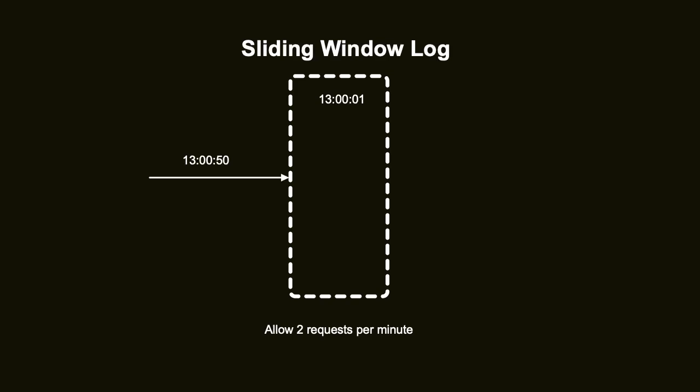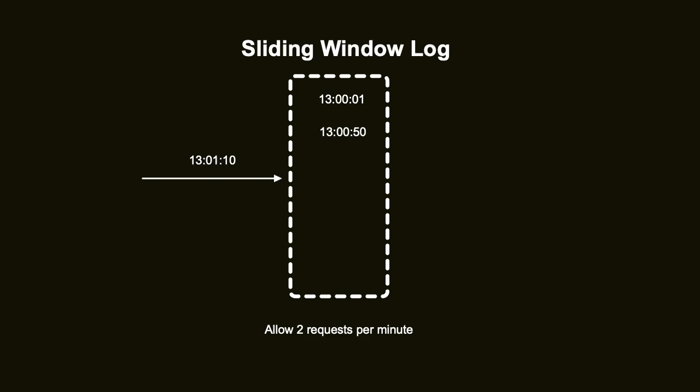At exactly 1 p.m. 50th second, this request is also accepted. So let's say we are only maintaining two requests for a duration of 1 minute. Then there is a third request that came at exactly 1 minute and 10 seconds.